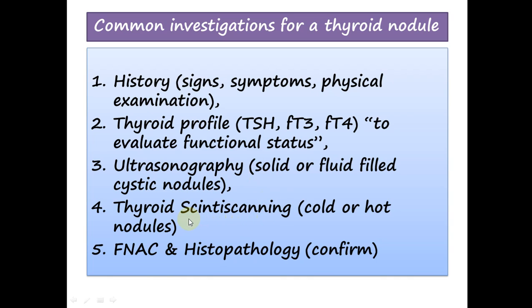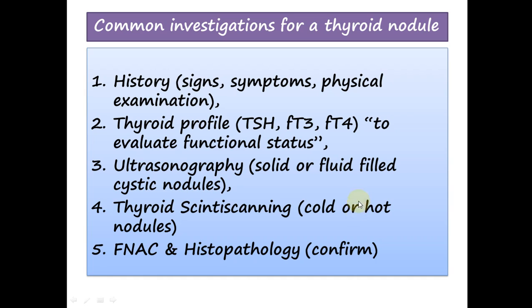Next to ultrasonography, to further evaluate the thyroid, we do thyroid scintigraphy scanning. In this test, we give technetium and radioiodine, and we know that the function of the thyroid gland is the uptake of iodine for the synthesis of thyroid hormones. So if we give radioiodine, the thyroid cells take up the radioiodine, then we use a specialized camera to take pictures, and this will tell us about various abnormalities in the thyroid gland.